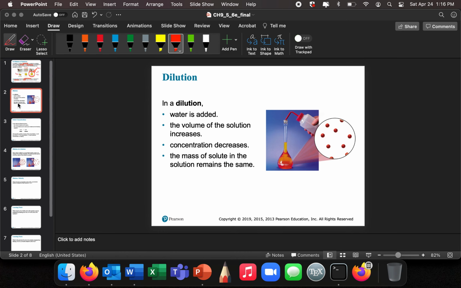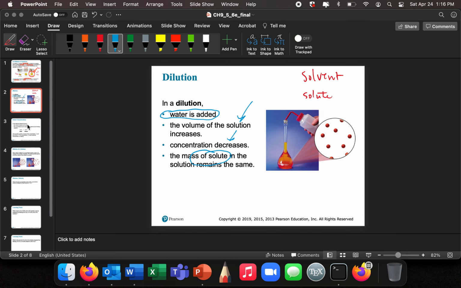All right, so let's go again to what we mean by a solution. In a solution, you've got 2 components, right? You've got the solvent and the solute. If you add more solvent, the amount of solute does not change. In a dilution, solvent is added, and so the volume of the overall solution increases, but the concentration decreases, because the mass of the solute does not change. So it just gets more dilute.